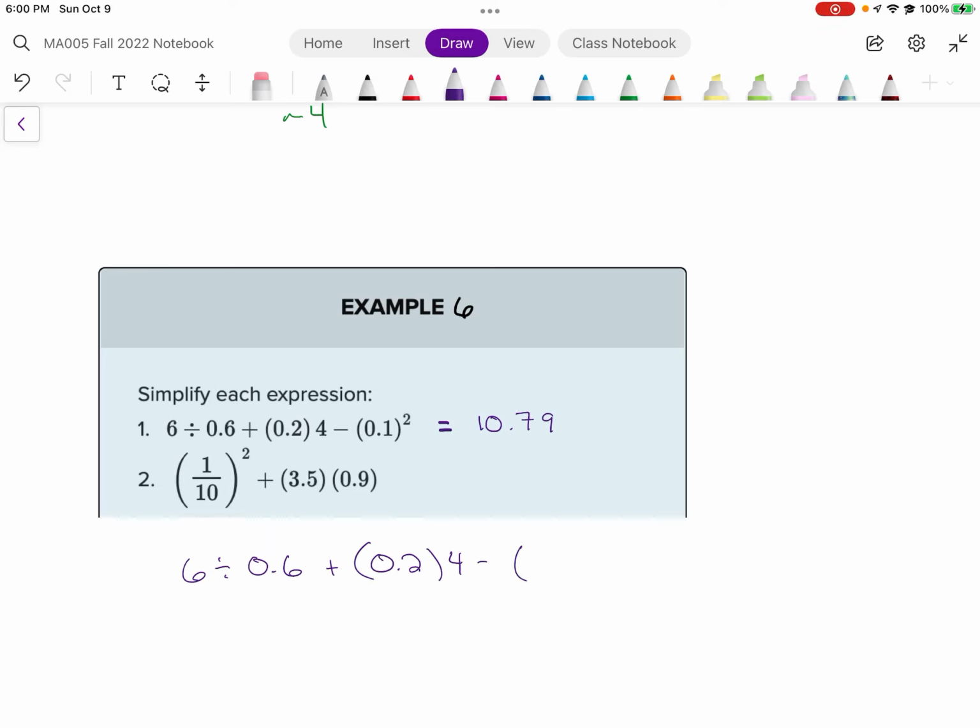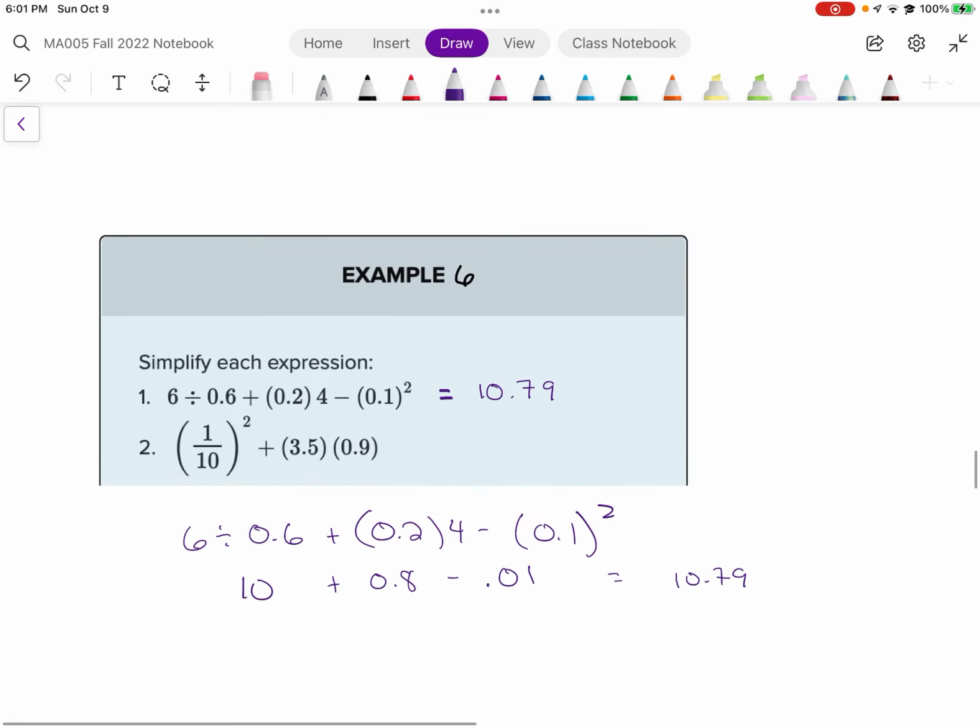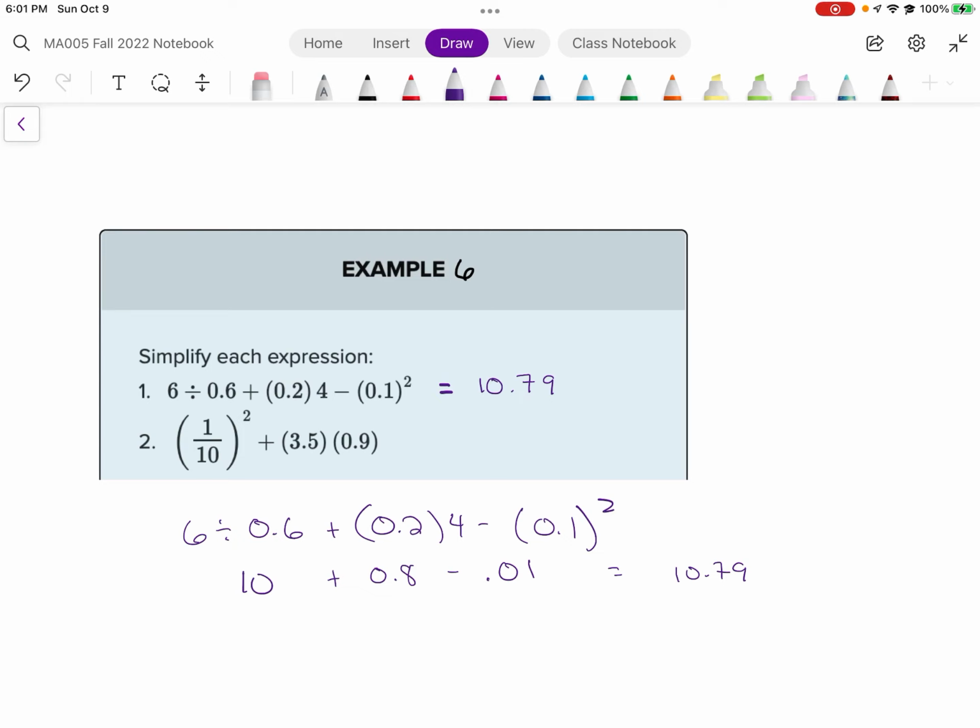0.2 times 4. What you want to do is go through the multiplication first, right, and the division. So 6 divided by 0.6 is 10. 0.2 times 4 is 0.8, and 0.1 squared is 0.01. So I get 10.8 minus 0.01, and I get 10.79 again. Okay? All right, the next one I did not do, I just realized.